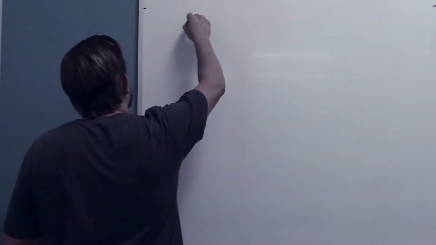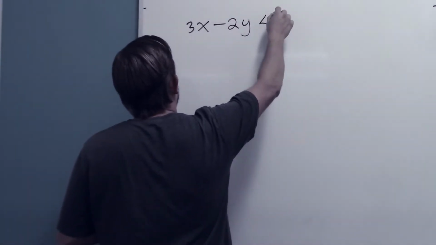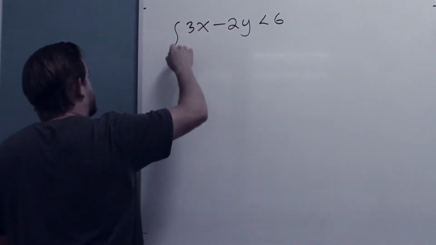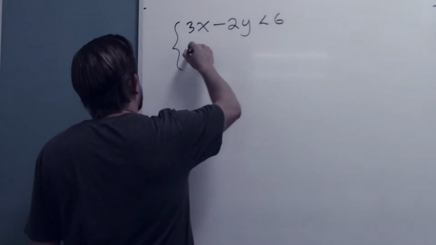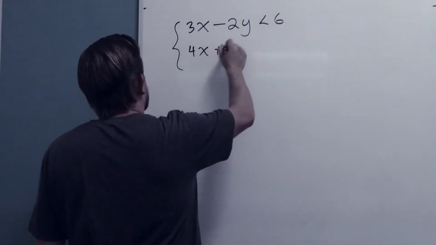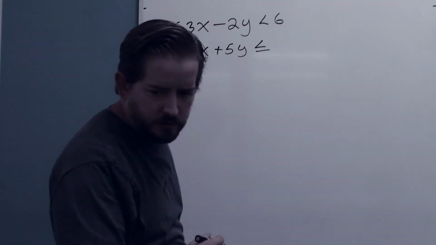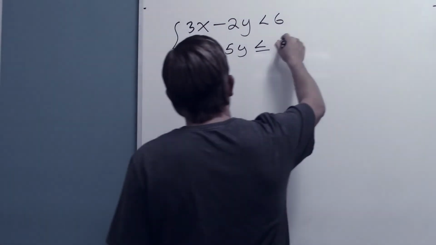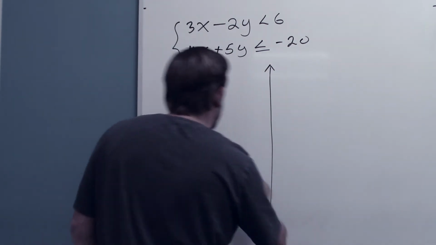Here's another one: 3x minus 2y is less than 6, and 4x plus 5y is less than or equal to negative 20. All right, so again, we're going to graph this.